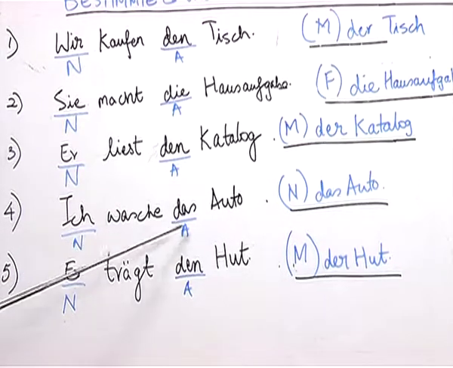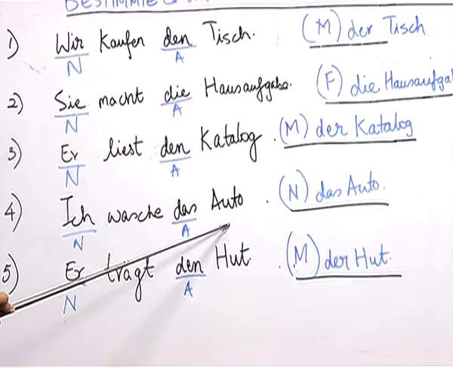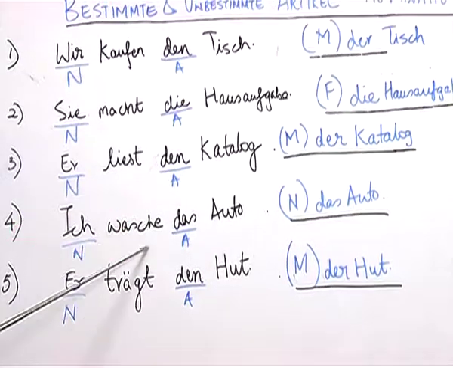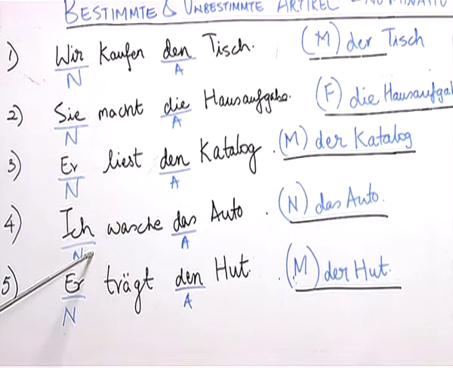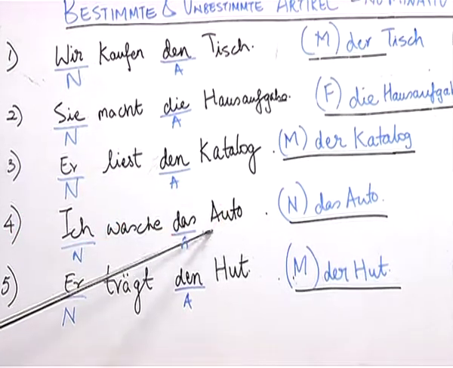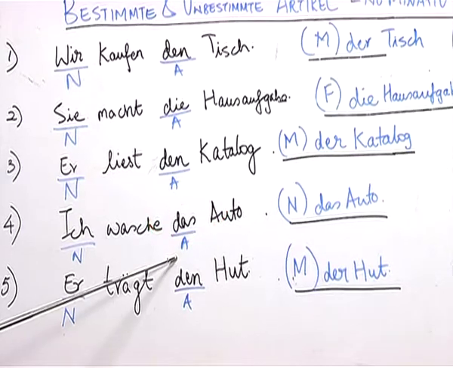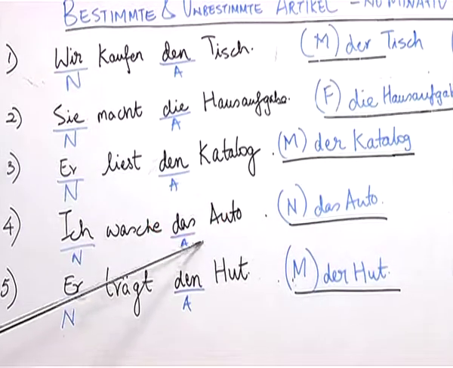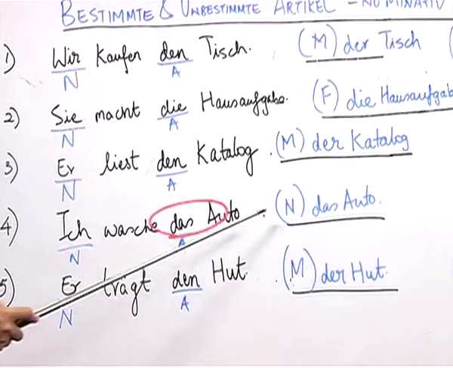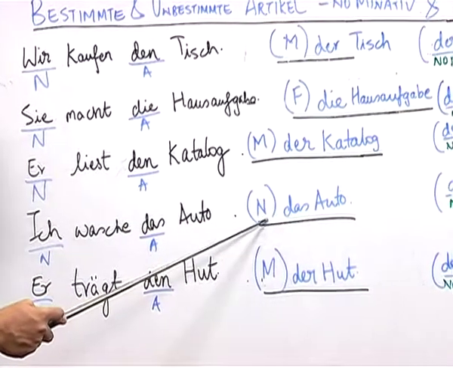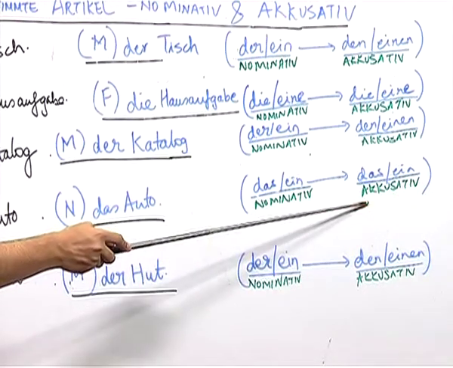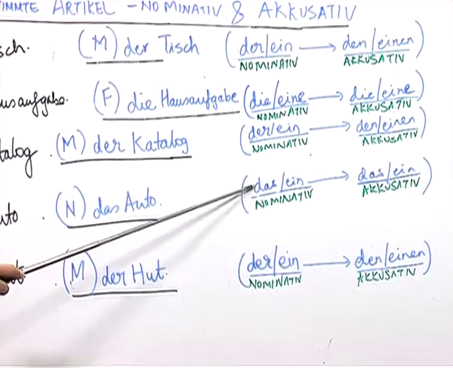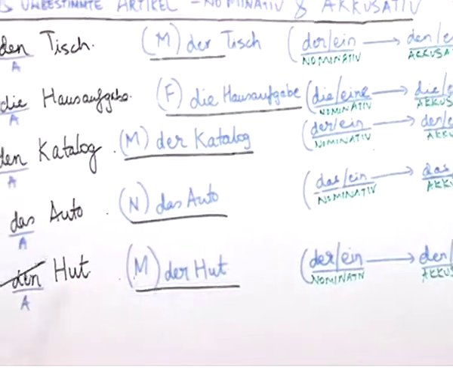Ich wasche das Auto. Now here the verb waschen is conjugated according to the personal pronoun ich, which is nominative. Das Auto is here accusative, where the definite article das also shows that it belongs to the neuter gender, and it retains its same form das in accusative like the form das in nominative.